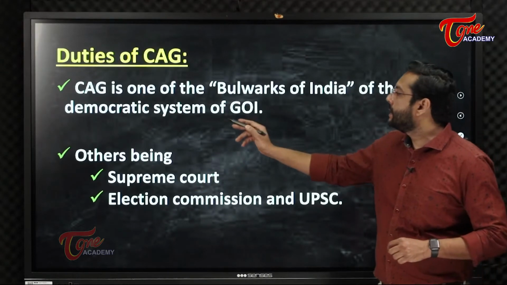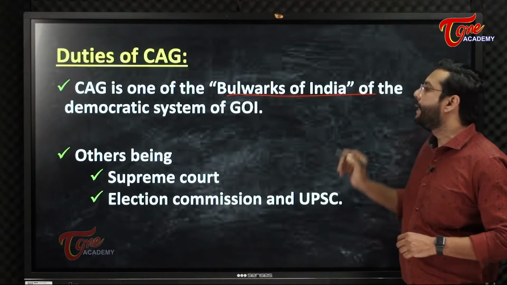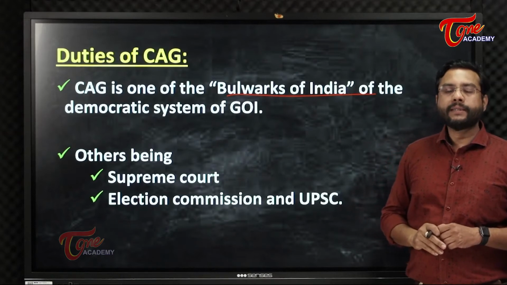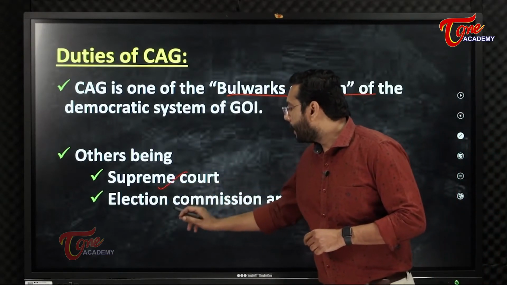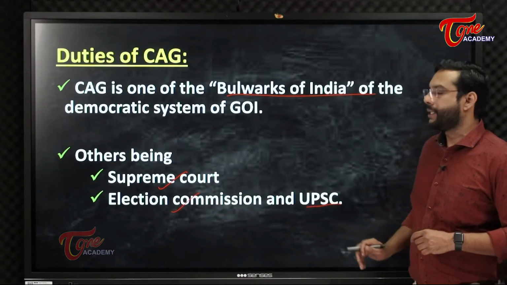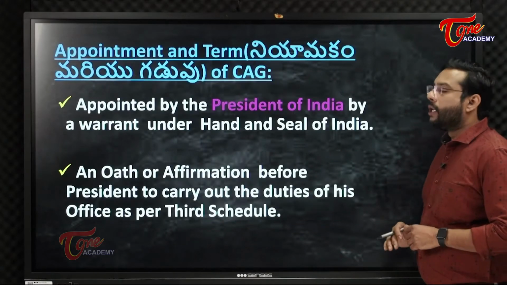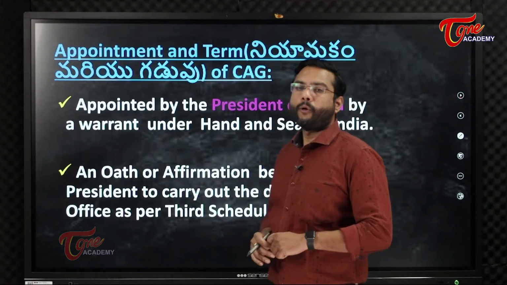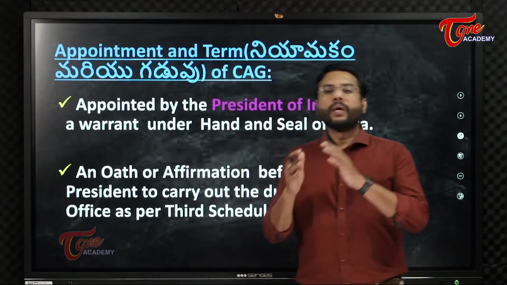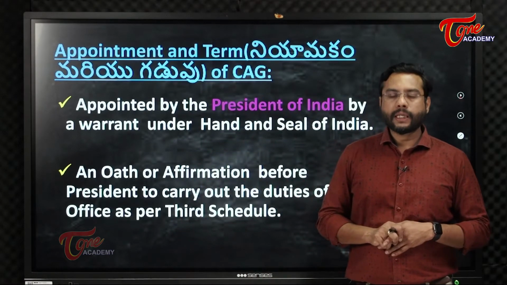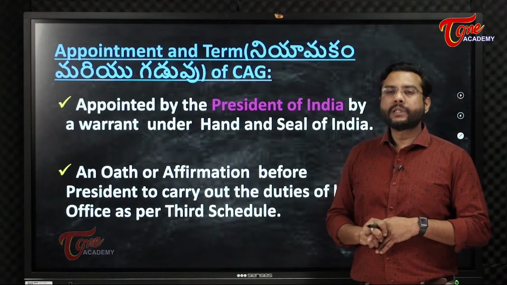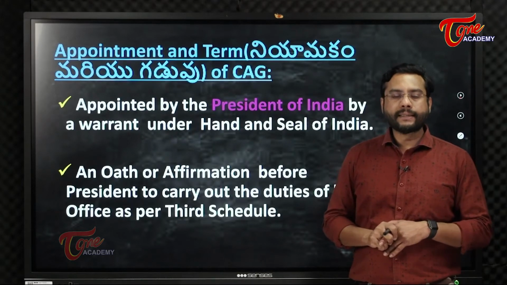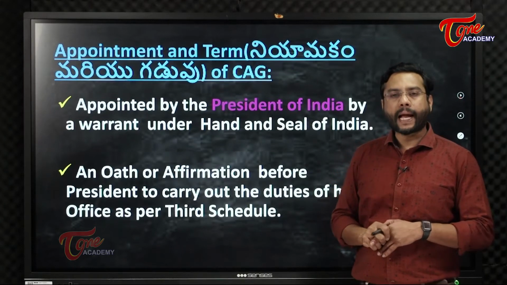So as we say, CAG is one of the bulwarks of the Indian democratic system. The others being the Supreme Court of India, Election Commission and the UPSC. So how is the CAG appointed? As we all know, the constitutional authorities are appointed by the president. President will appoint obviously on the recommendations of the highest executive body, that is the cabinet.